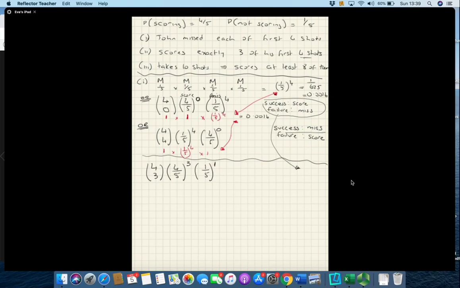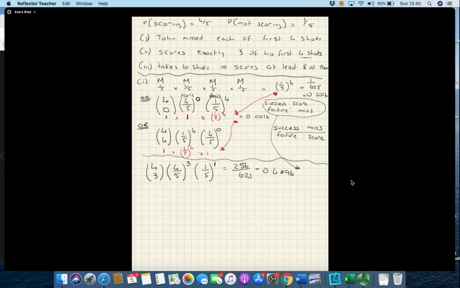Okay, because if he's going to score exactly 3 out of his first 4 shots, then he's obviously missed one of them, because something has to happen on all 4 shots. So if I put that into the calculator, 4 choose 3 by 4/5 to the power of 3 by a 5th is 256 over 625, or 0.4096.